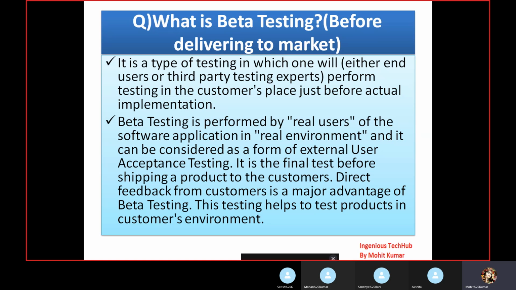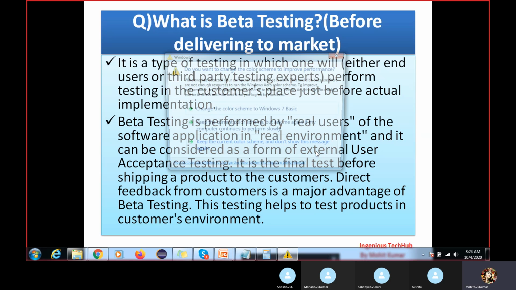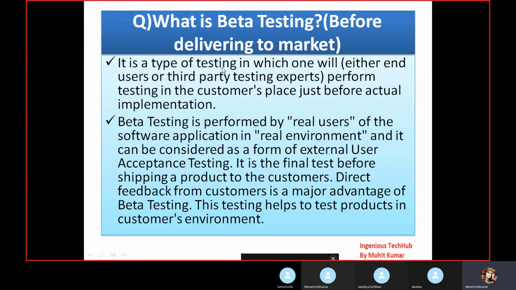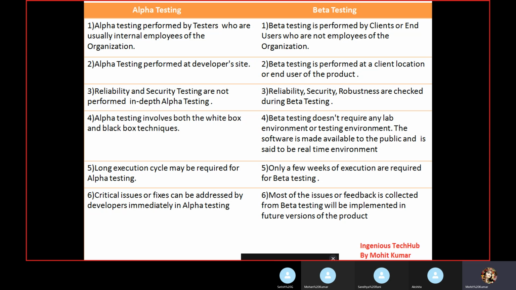It is the final test before shipping the product to the customer, with direct feedback from the customer, and that is the major advantage of beta testing, right? So this testing helps to test the product in the customer environment. Got it, right? So this is an interview question, that's why I have spent more time on it. What is alpha testing and what is beta testing? You can give one example. You can read this theory, but you should have one real-time example to give them, and explain what alpha testing is and what beta testing is. So we have the difference between alpha testing and beta testing.